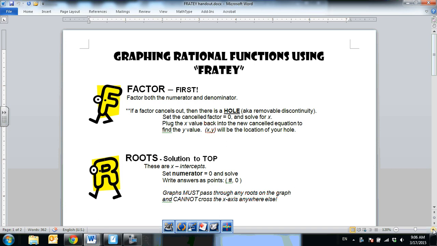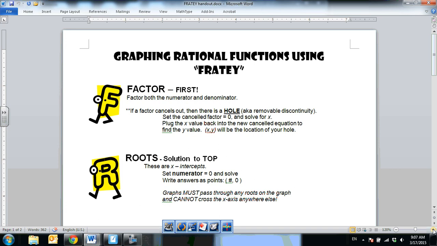Now, you are given a bright yellow Frady sheet. Okay, the letters spell out Frady. This is like your security blanket over the next few days. Okay, keep it safe, keep it with you, learn it, and let it help you to figure out all the different parts of a rational function. Okay, you will not be allowed to use it on tests or quizzes, but it is great to help you as you build your confidence and build your strength. So let's go through that Frady sheet just a little bit to get an idea of what's going on.